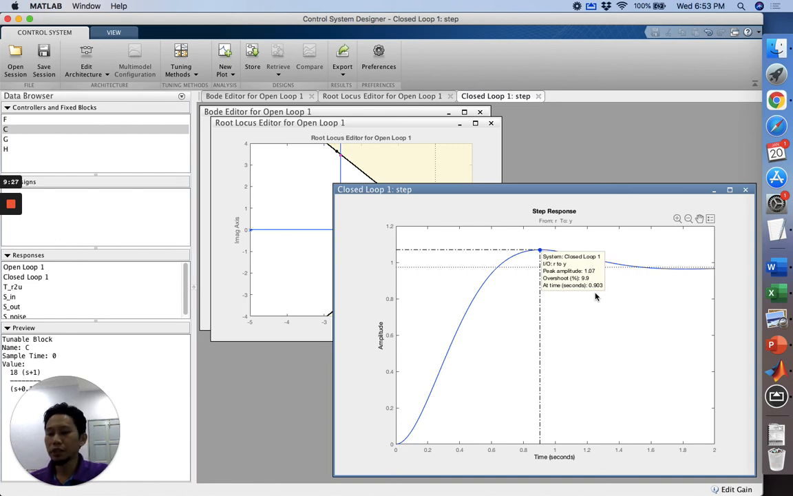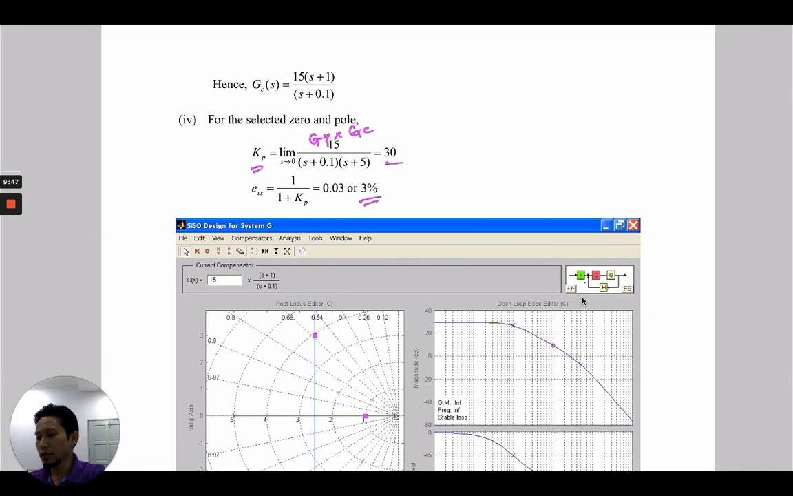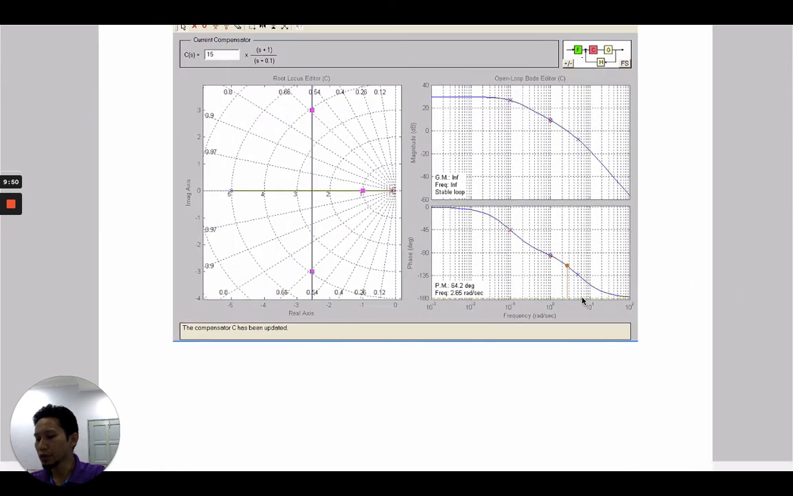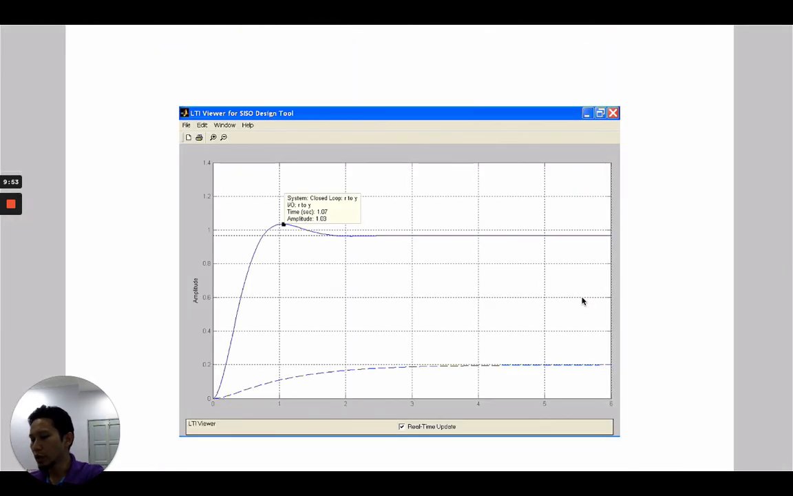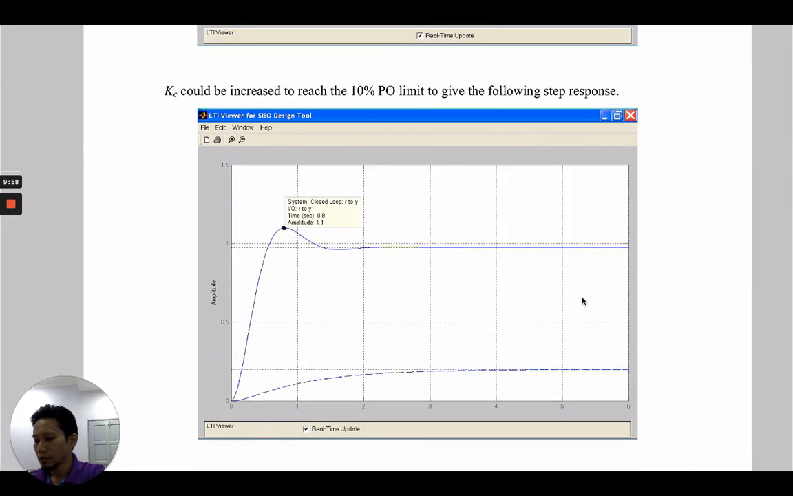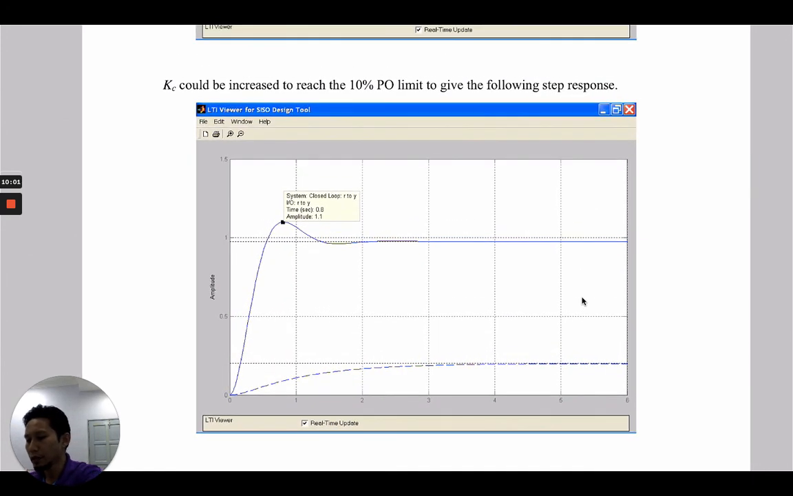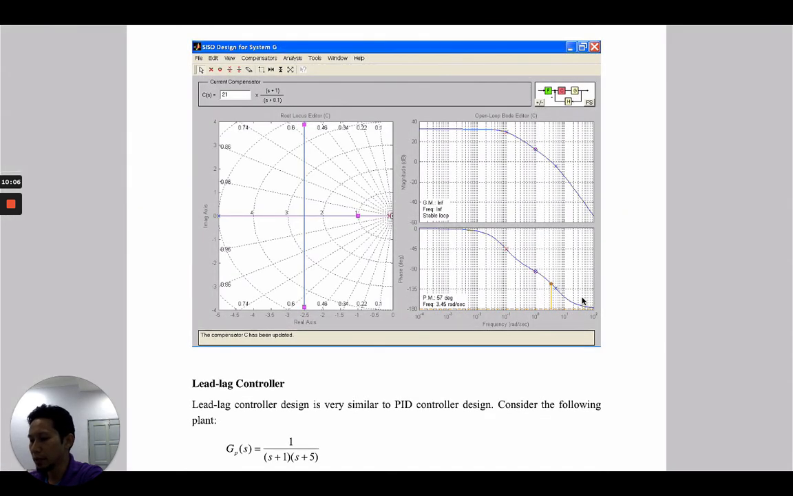So we have successfully obtained all three requirements for the design: percentage overshoot less than 10%, time equal or less than 1 second, and the steady state error we get is 3%, which is less than 5% per the design requirements. You can refer to the lecture notes here. It's pretty much the same as the result we get from our simulation in Matlab.